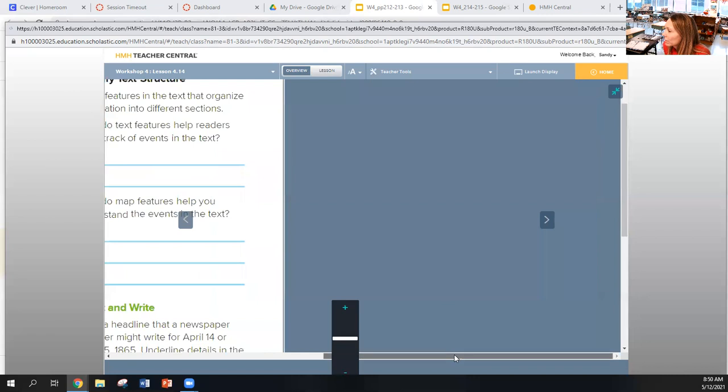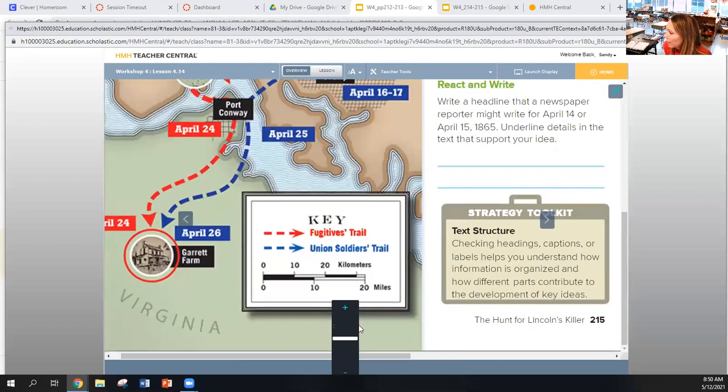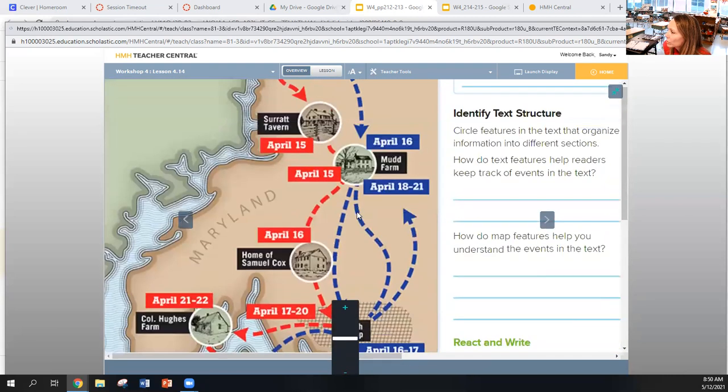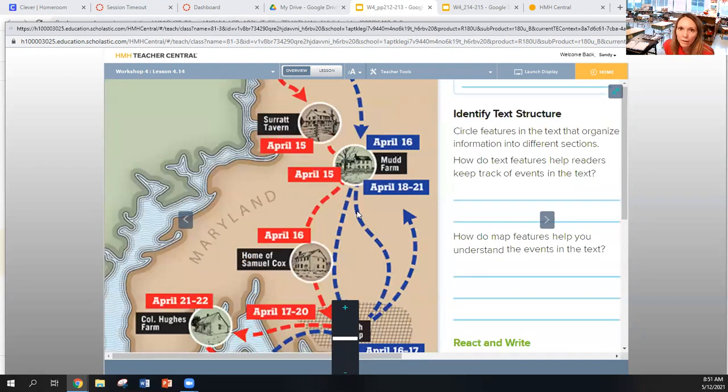I was going to finish reading, even though we won't do the work on the next 2 pages, so you have the entire story. Actually, no, we'll stop there. I'll read the other 2 pages when we get to them. So you can see here the fugitive's trail and the Union soldiers' trails. Look at the text features that are given to you. Obviously chronological order, sequence, all these things you've learned about, that's the text features. So go ahead and fill that in. And then we'll finish the other 2 pages in the upcoming weeks.